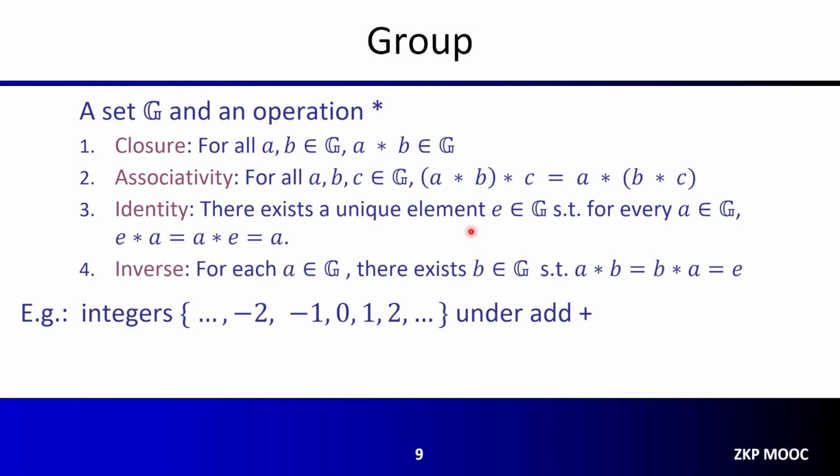So let's start with some background. The first thing I want to define is a group. A group is a set of elements and an operation star that satisfy these four properties.